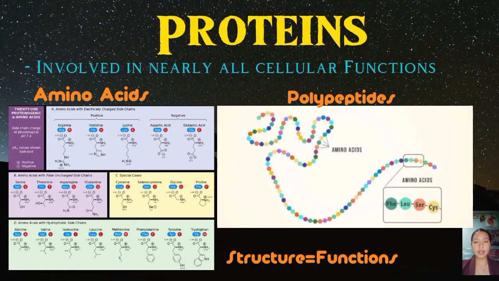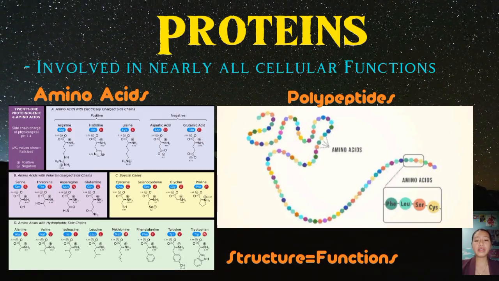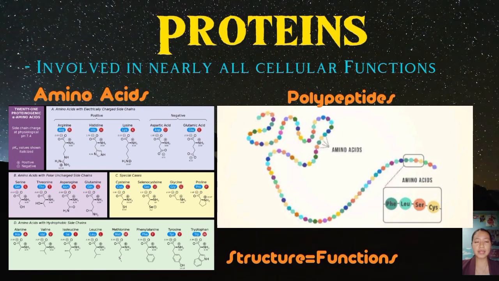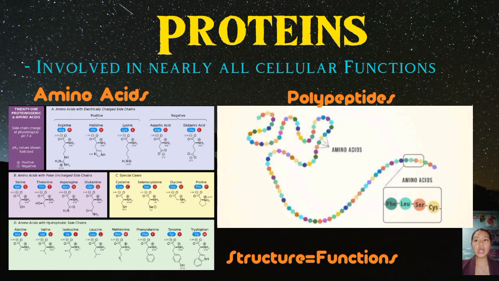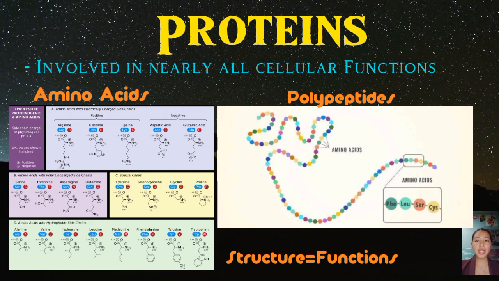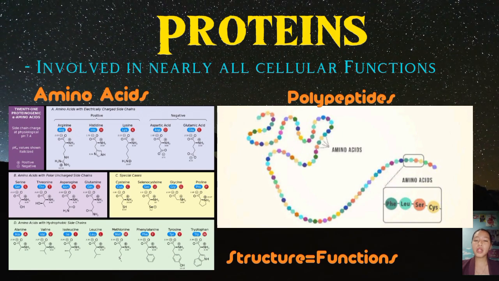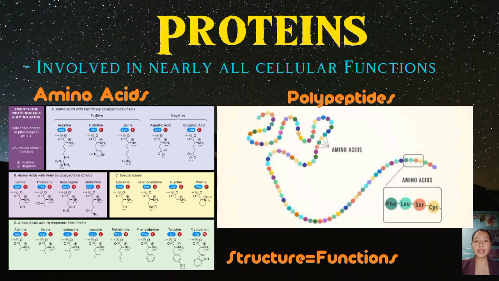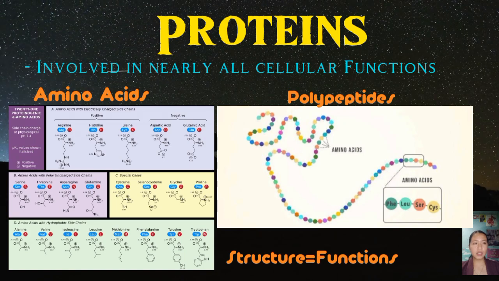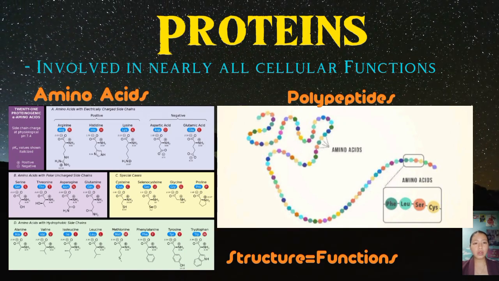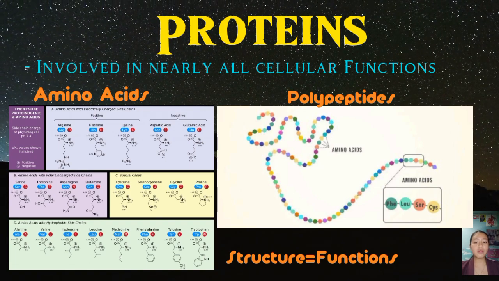Then you have proteins. Proteins are involved in nearly all cellular functions and are a major part of living organisms. Their monomers are called amino acids, and there are 20 different amino acids. Their polymers are called polypeptides. You bind amino acids together to get polypeptides. The protein structure results from folding, which determines the function.